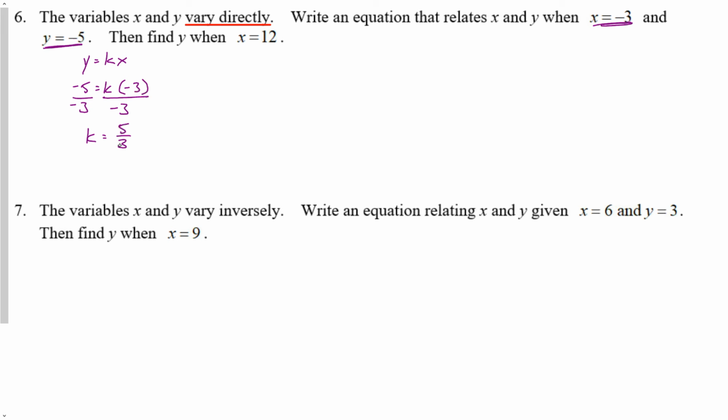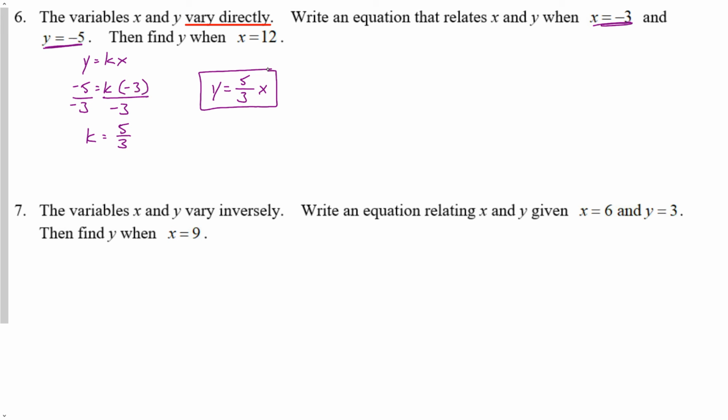So once you have that k, that constant of variation, you have to write the specific equation for this problem, which means you take that general form, in our case, the general form of direct variation, y equals k times x, and you replace k with the value that you just solved for, and this is the specific equation for this problem.